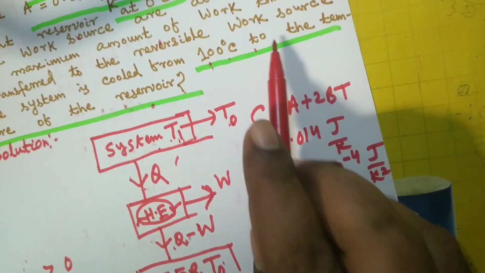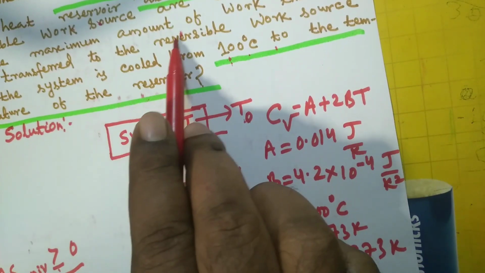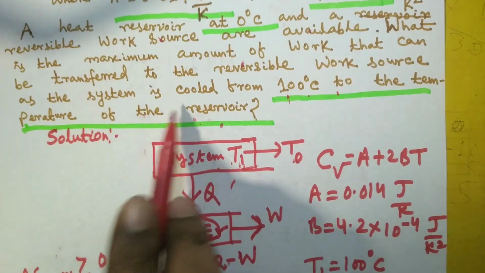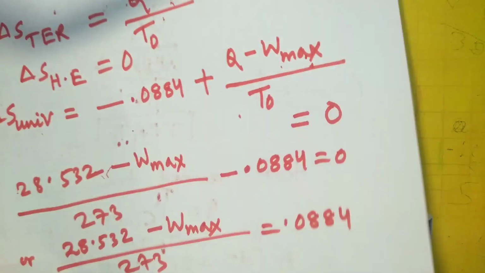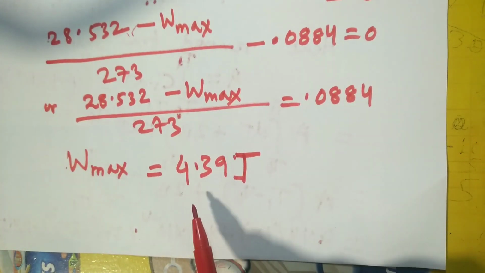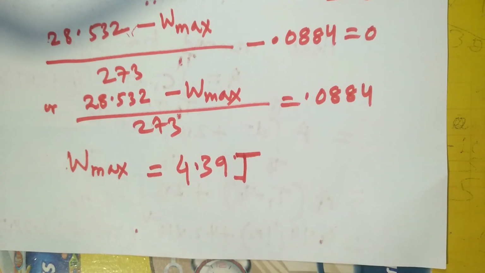So the maximum amount of work that can be transferred to the reversible work source as the system is cooled. So this is the maximum amount of work that can be obtained, and this is obtained in case of reversible process when delta S universe is 0.